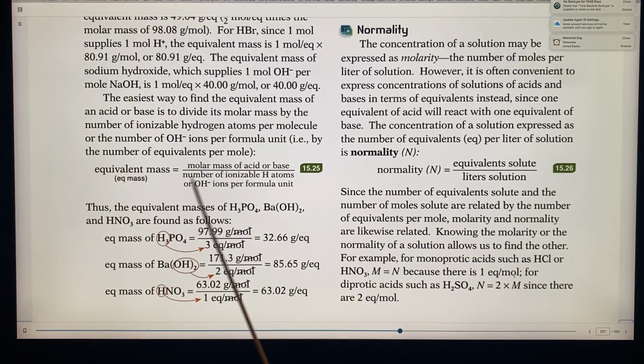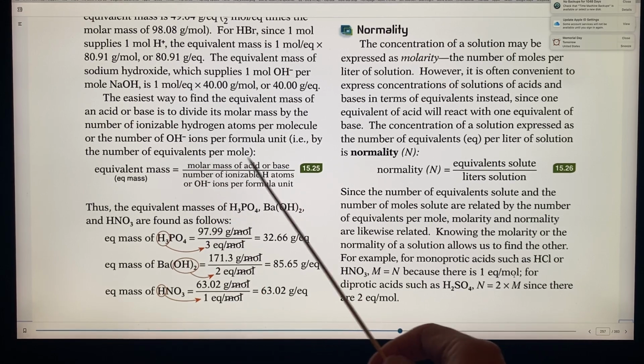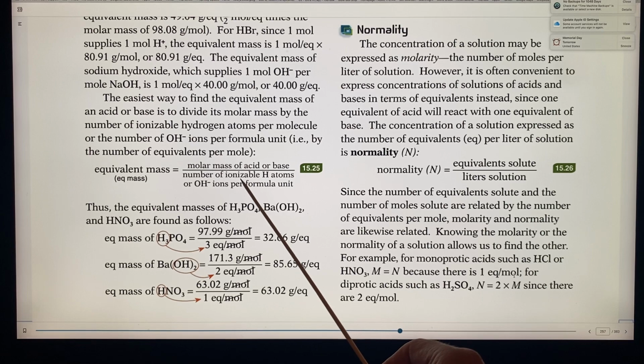So the equivalent mass is going to take the molar mass of the acid. You're going to take the molar mass and divide it by the number of ionizable hydrogen atoms, or hydroxide in the case of a base, to produce in the formula. So you're just going to divide it by that to see what that mass would be.